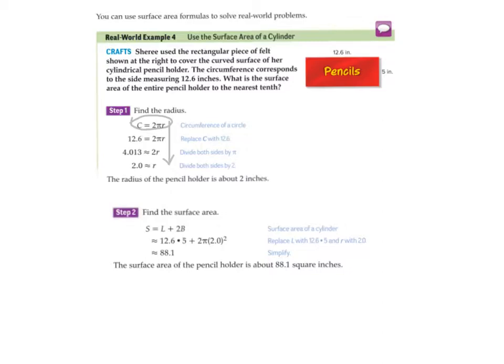So you want the lateral area plus the base. Well, the lateral area is just the 5 times 12.6, but now you want 2 ends, which is your 2 pi r squared, and the radius is 2.0 as they're using it here, not just 2. Put it into your calculator again, so you've got 88.1 inches squared. So this is a problem where you have to find a radius from what you've been given.